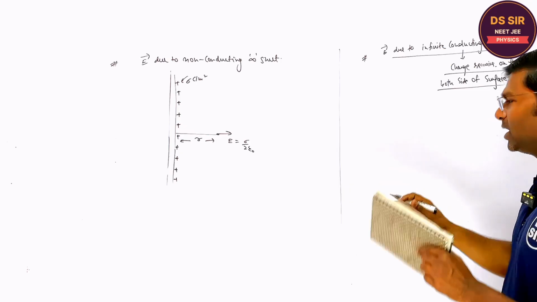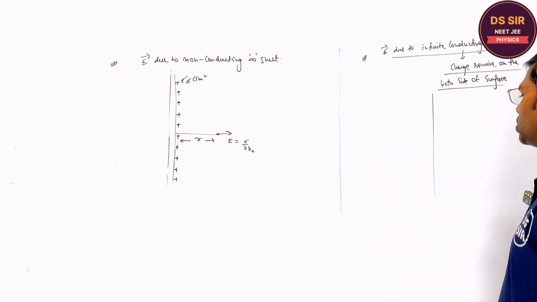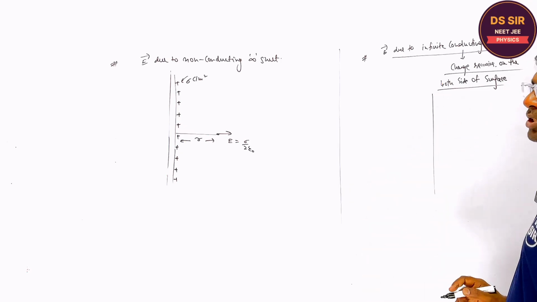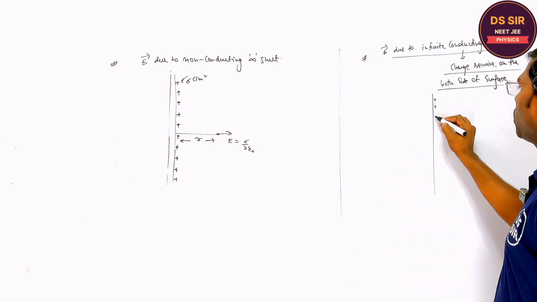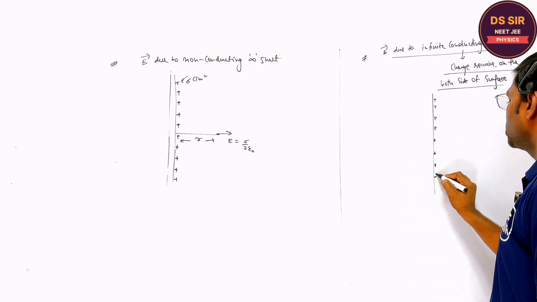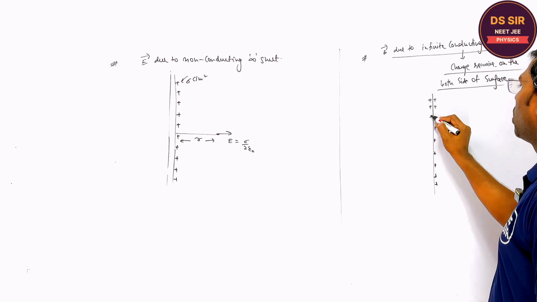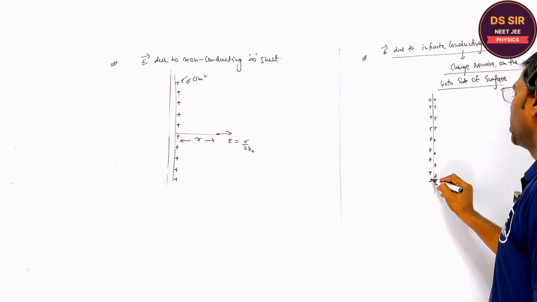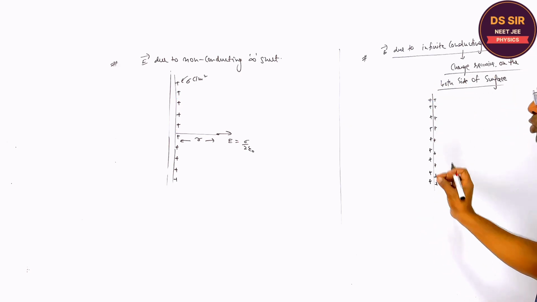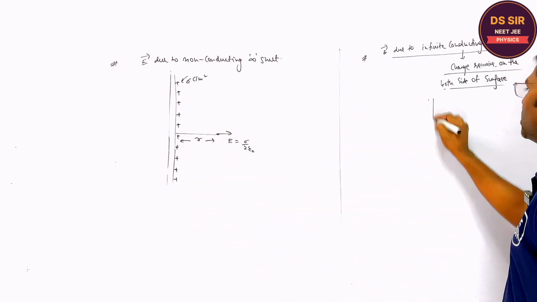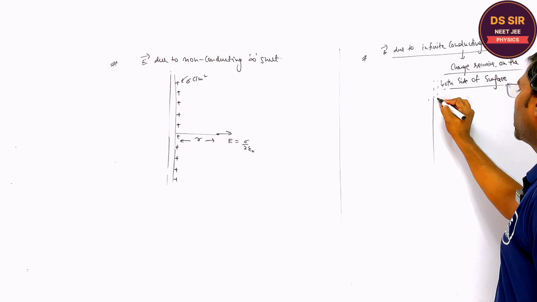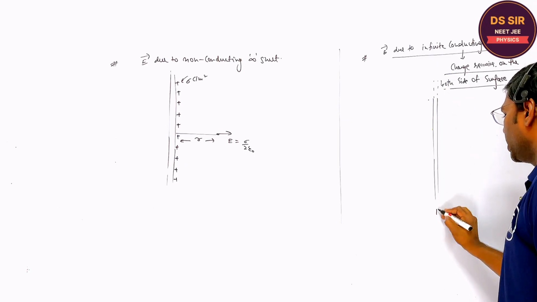So suppose this is a conducting sheet, a very thin sheet. If you give it charge, the charge will be on both sides, on this side and also on this side, right? Although this is thin, you can make a thick sheet in place of it, like this. This is the conducting sheet.